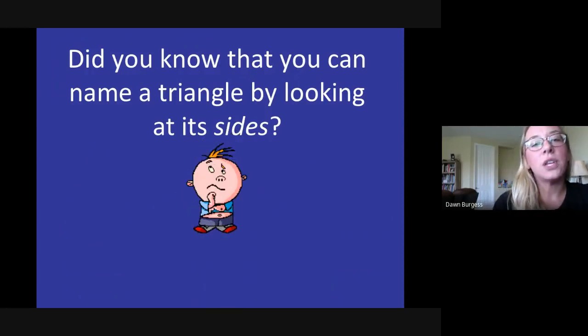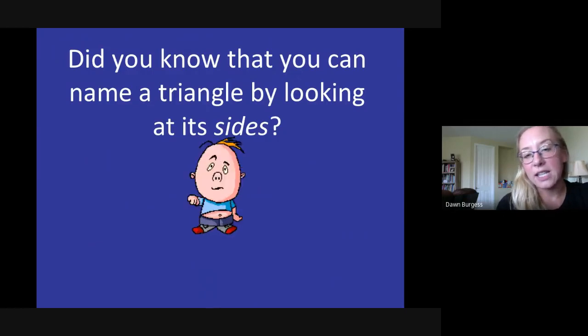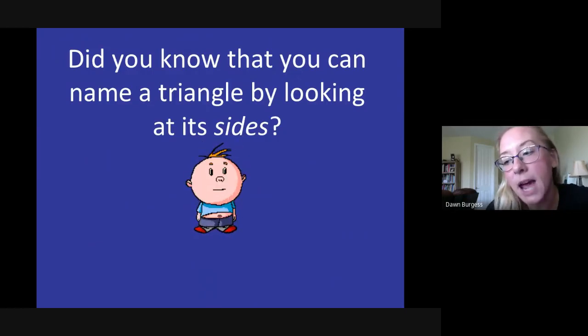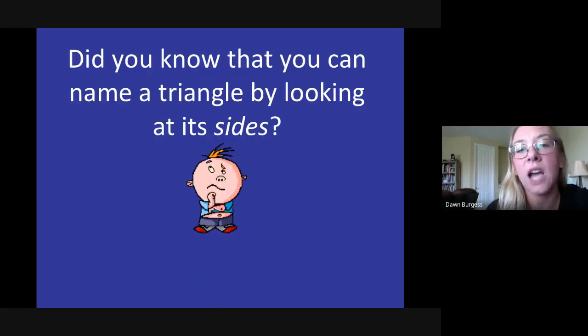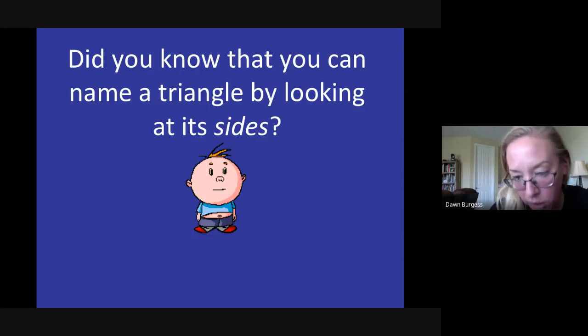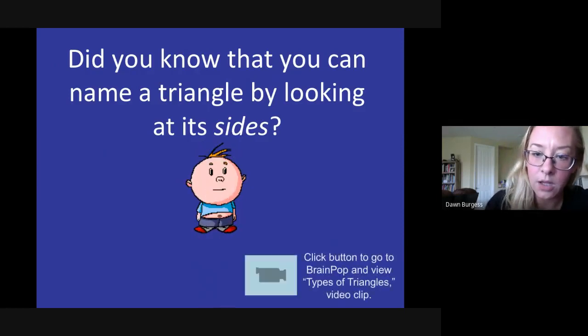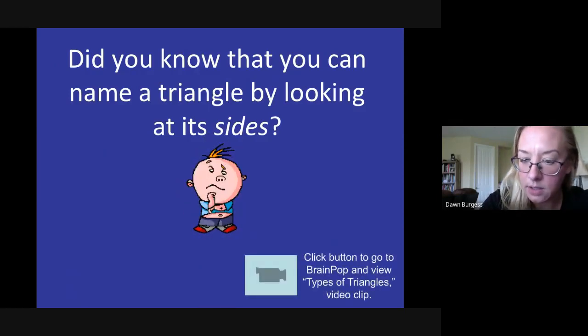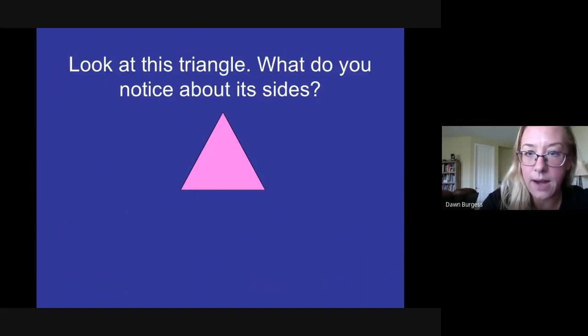And then did you know that you can also name a triangle by looking at its sides? So I don't know if you guys remember back, again, we were doing this right before we left. We went over isosceles, scalene, and equilateral. So that's what we're going to go over now. All right. What do you notice about this triangle's sides?